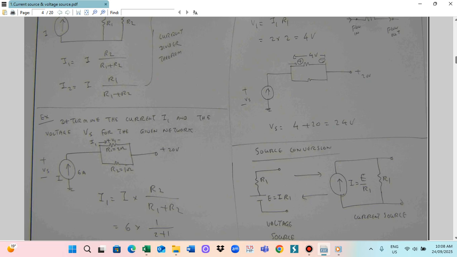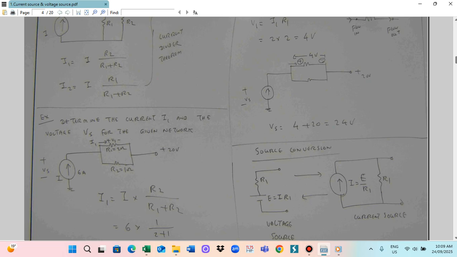The next topic is source conversion. Source conversion means that a voltage source and a current source can be converted. A voltage source is like this: every battery has a voltage and also an internal resistance. This is called the battery voltage E, this is R1, and this is the terminal.